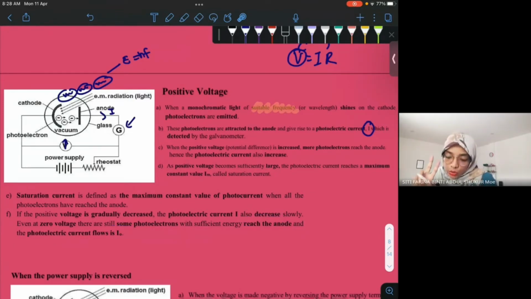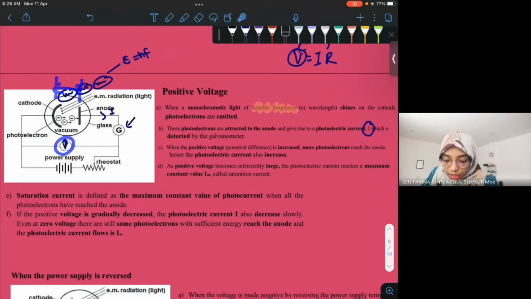Okay, so kita ada dua benda dekat sini. Mula-mula what happen is, I repeat myself the whole process. Okay, kita switch on, kita ada power supply dekat sini. Okay, lepas tu kita ada cathode, anode dekat sini. Okay, the difference in this potential will be read by this lah kan.